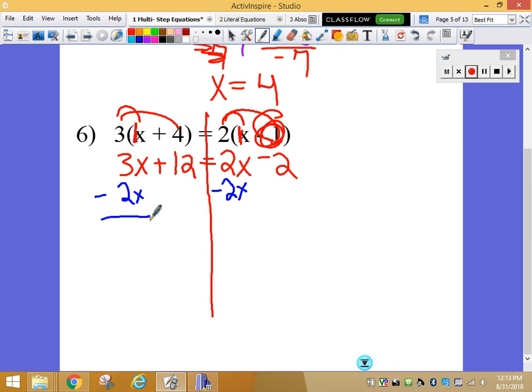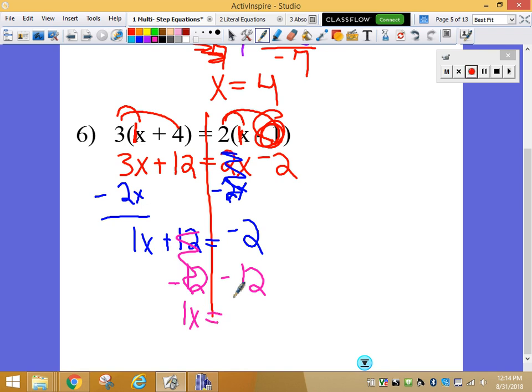3x minus 2x is just 1x. I'm going to bring everything up. These cancel. So I'm going to bring down a negative 2. That's step 2. Move your x left. Step 3, if you remember, was move your number to the right. So I'm going to do minus 12, minus 12. So I have 1x equals negative 2 minus 12 is negative 14.